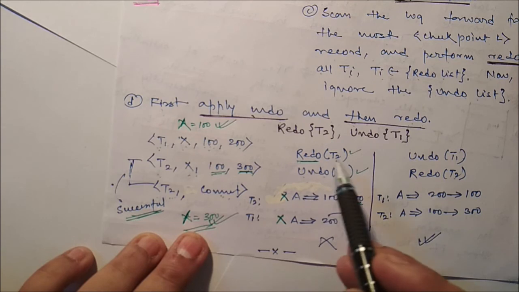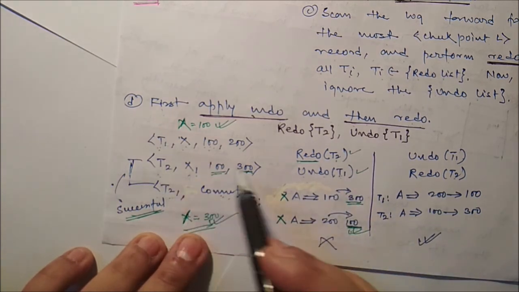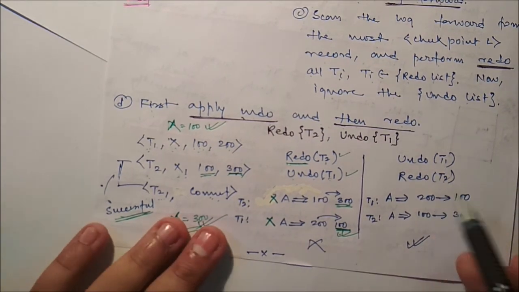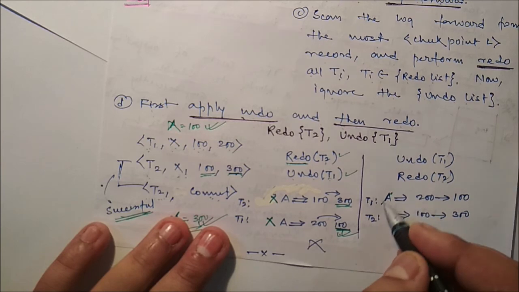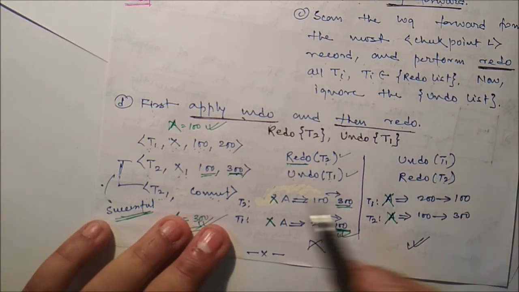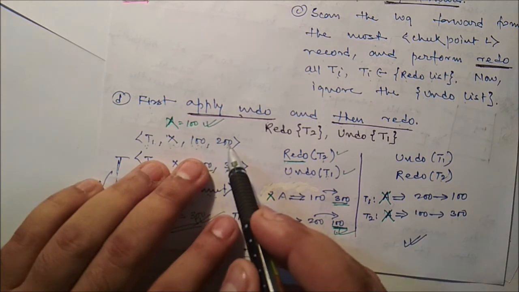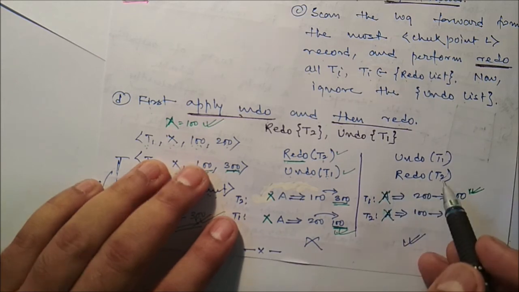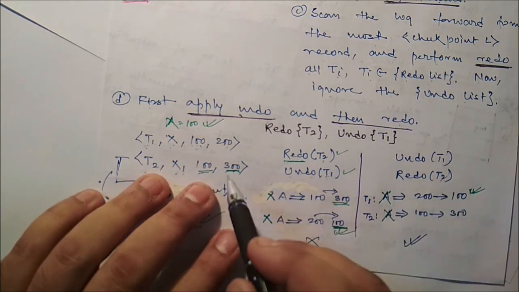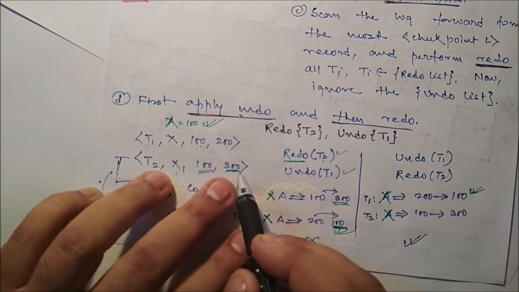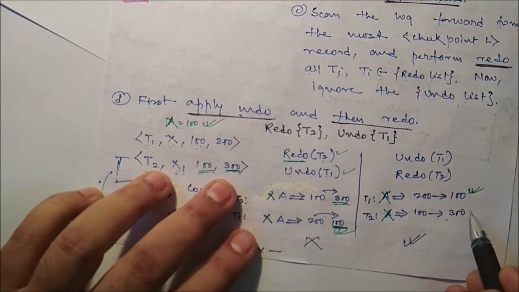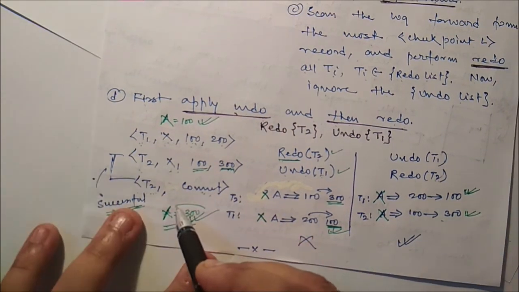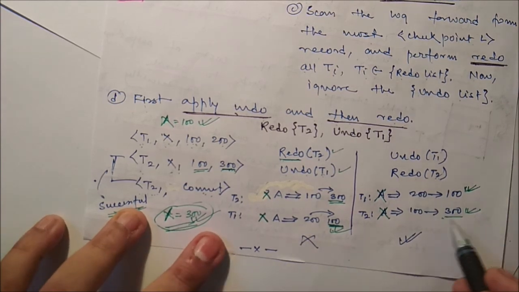That means if you execute redo first, then undo, we are ignoring this particular update of a successful transaction. But if you apply undo first, T1 first updates 200 to 100, rolling back and retaining the old value. After that the redo loads the new value. So the present value of X will be 300, which is definitely what we want, because T2 is successful. We have to retain this information: X is equal to 300.